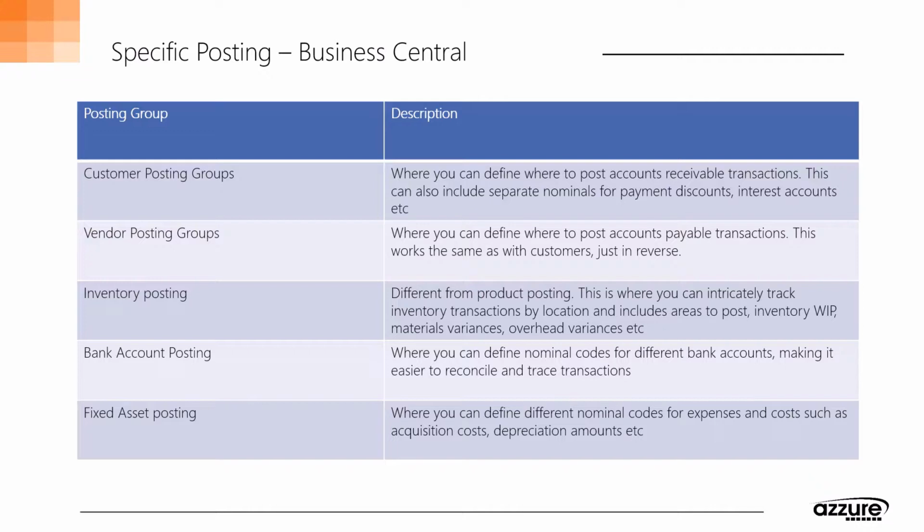So customer and supplier posting, obviously it specifies your accounts receivables and accounts payable transactions, but within those you can also specify if you're having any sort of payment discounts or interest accounts that you want added in there, where you want those to go. Looking at inventory, it's different from product posting, so let's not get that confused. This is where you can indicate exactly when you're managing inventory, where you want the various costs associated to be posted. So, you know, if it's work in progress within production, or if you've got material variances, if you're buying in at different costs, you can specify where they want to go. And then obviously bank accounts and fixed assets for tracking acquisition cost, depreciation and the like.